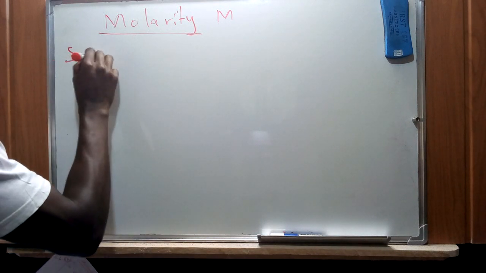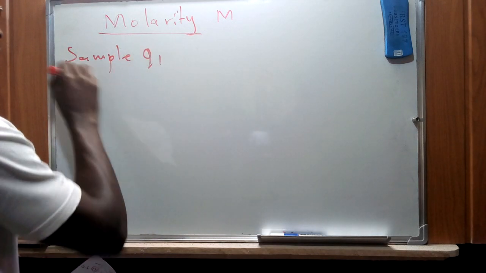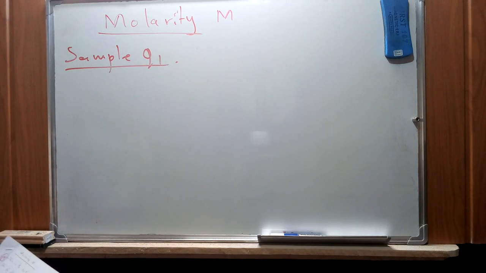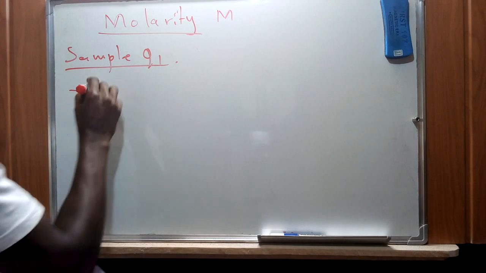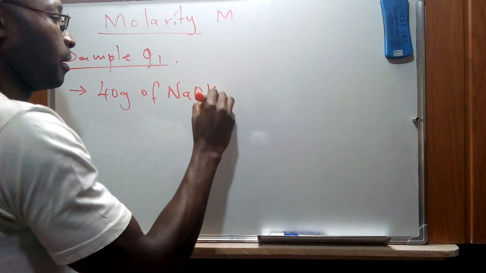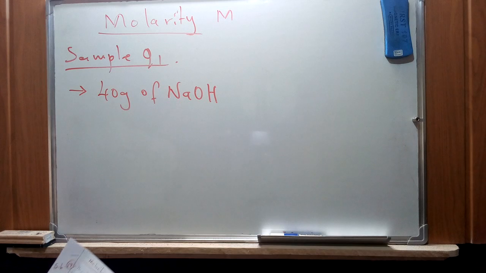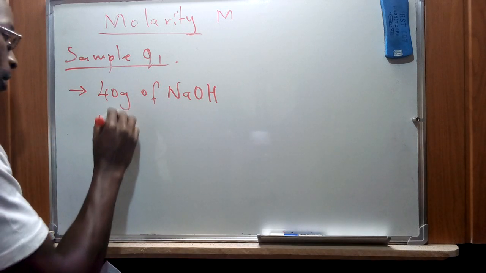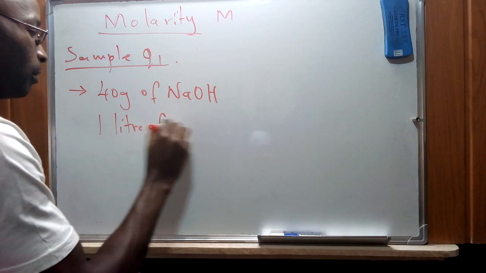So this is a sample question. It says, what is the molarity of a solution prepared by dissolving 40 grams of sodium hydroxide in a liter of solution? I'm going to capture the information that we've been given, and I repeat it for clarity: what is the molarity of a solution prepared by dissolving 40 grams of sodium hydroxide in 1 liter of solution?